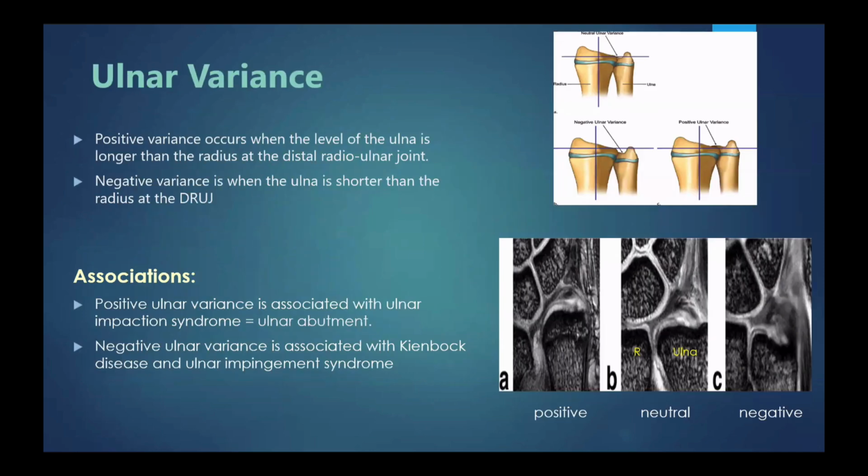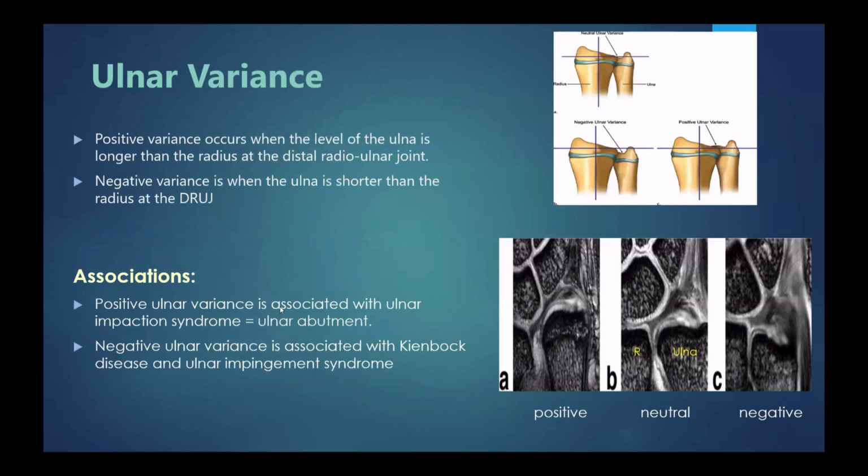Ulnar variance, we got positive and negative ulnar variance. When the level of the ulna is longer than the radius at the radio-ulnar joint, we call it positive ulnar variance. And when the ulna is shorter than the radius at the radio-ulnar joint, we call it negative ulnar variance. There are some associations with each variant.